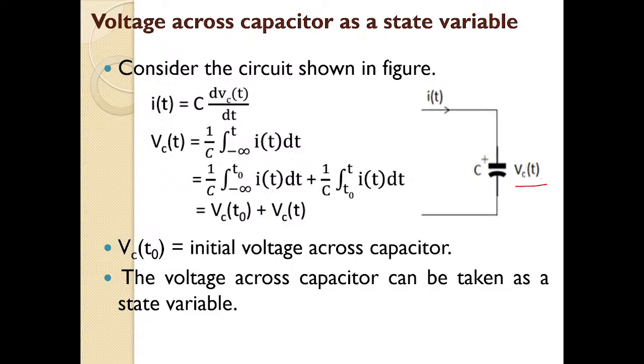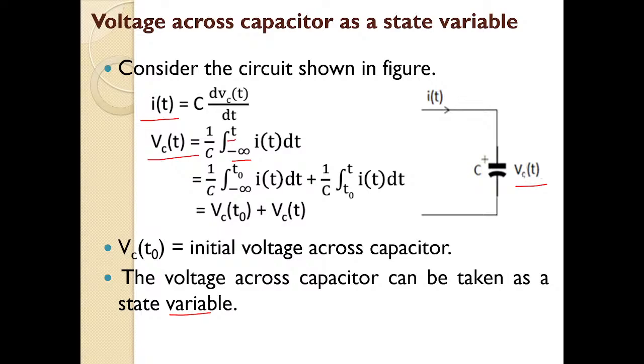So here, what is the current in this circuit? i of t is equal to C into dVc of t by dt. So what is Vc of t? 1 by C integral from minus infinity to t of i of t dt. Now I have told you that in state space analysis, or state variable analysis, we must always consider the initial conditions also. That's why you must always consider the limit minus infinity to t.